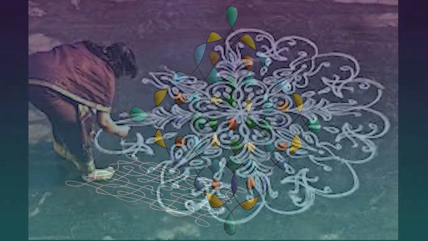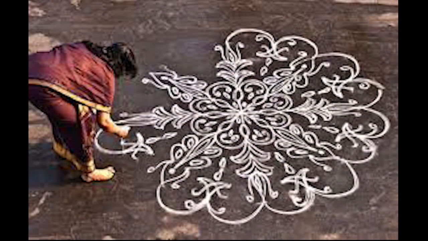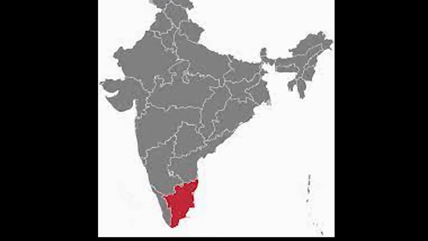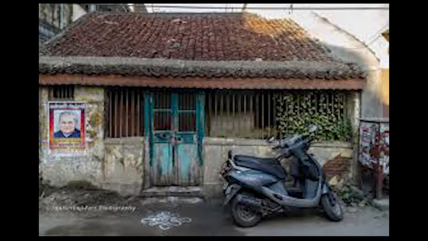Hello friends, today we are going to make this animation of a column being drawn. Columns are drawn outside houses in Tamil Nadu early in the morning or in the evening. It is a metaphor for life.